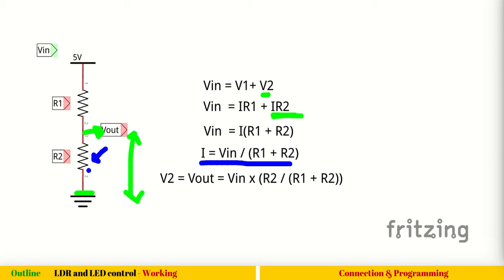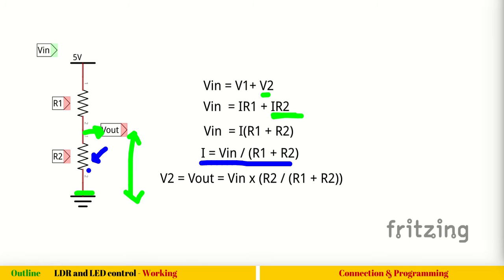Suppose R1 is 2 kilo ohm and R2 is 1 kilo ohm. In that case, you will get the same proportion. So this will be around 4 volts, and this will be around 1.7 volts, 2:1. Okay, suppose this R1 is 3 kilo ohm and R2 is 2 kilo ohm.